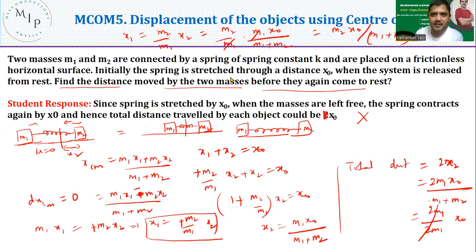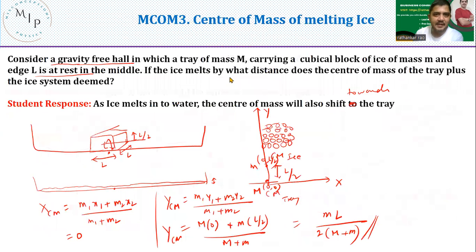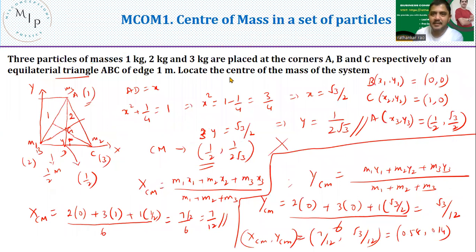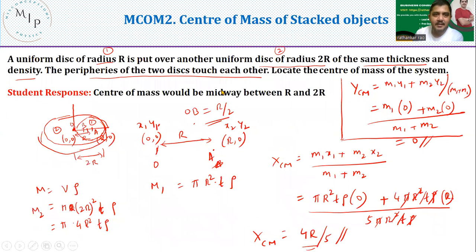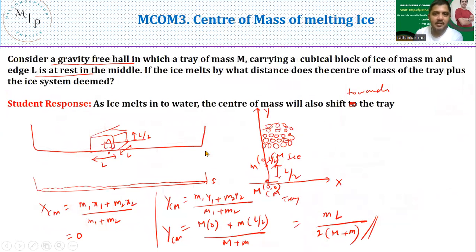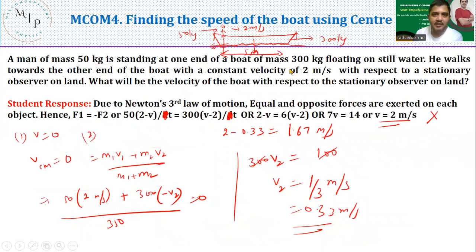Okay, so we have done 5 different videos so far. The first video was on how to find the center of mass of a set of particles arranged in a given geometry. The second video was on finding the center of mass of a stacked object. That means if I stack several objects of different geometries and sizes, how do you find the center of mass? The third video was on finding the center of mass of melting ice in a gravity-free environment. The fourth video was on finding the speed of the boat using center of mass. Okay, where we can use this.